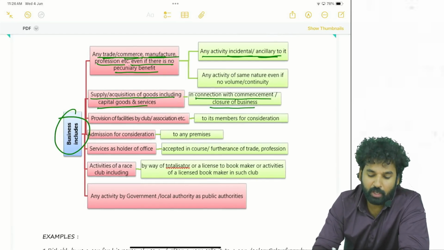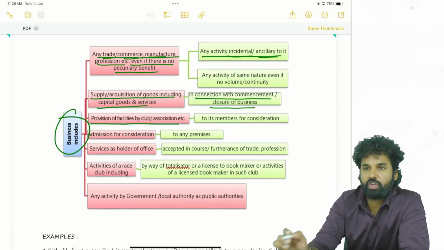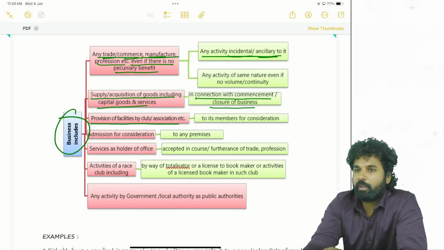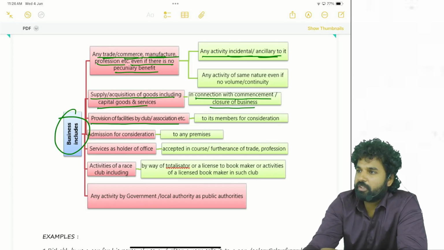Okay, right. Next, provision of facilities by a club or association. To whom will it provide services? A club is there. In that, membership will be there for some members. Membership will be paid by the members. The club will provide the services to the members. That is also a business by the club. That is also a business by the association.